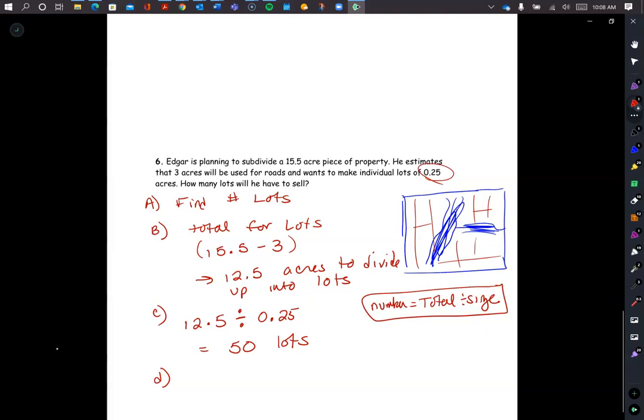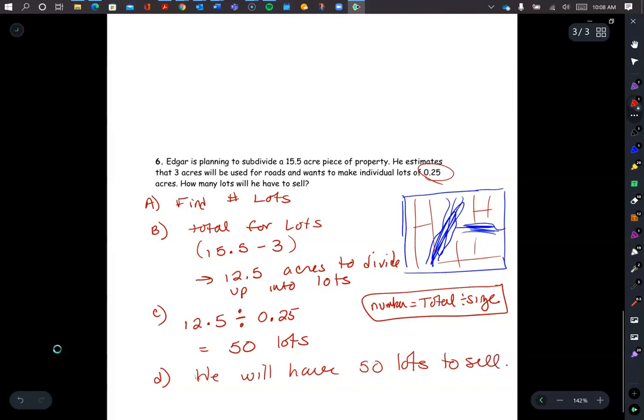Okay, so then you could say he will have 50 lots to sell. And that would be your final answer.